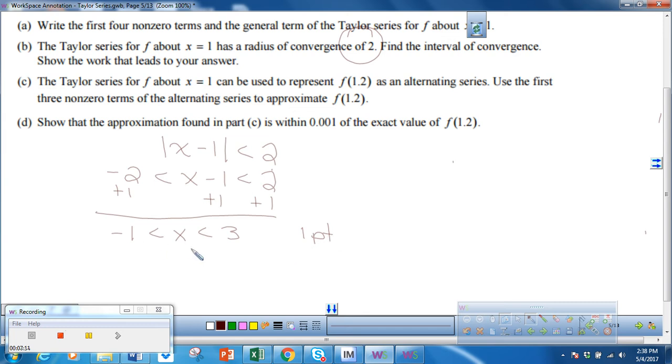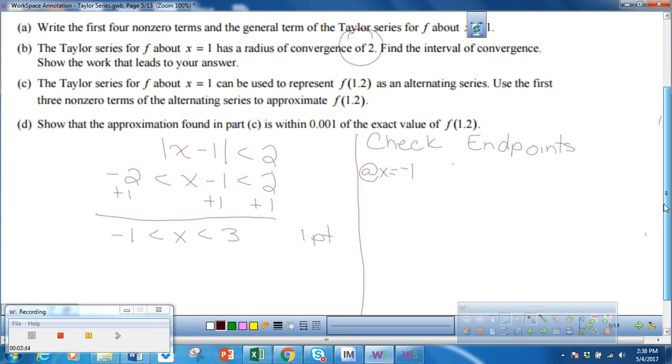But however, you remember you have to check your endpoints. And when you check your endpoints, one of the things I'm reading is that their complaint is that students' work is unorganized and not labeled. So if I were you, I would write check endpoints. I would label my work as check endpoints and show that I was checking the endpoints. So as I check at x equals negative 1.